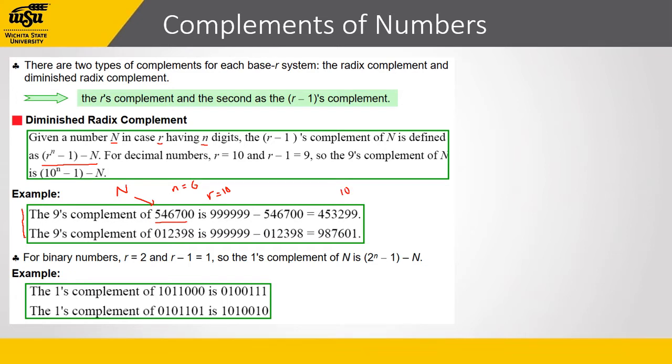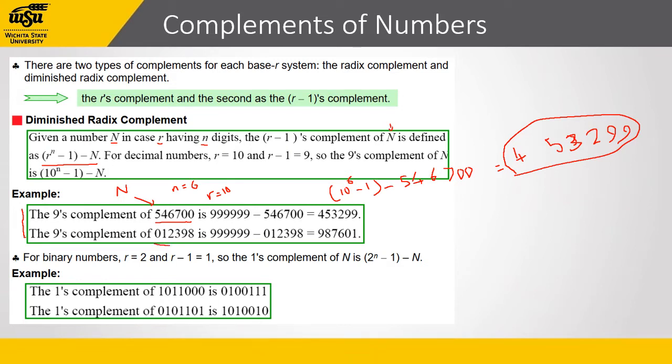Looking at the equation, 10 power 6 minus 1 minus the number, which is 546,700, we find 453,299. This is the diminished complement, or R minus 1's complement, of N. So we can find the R minus 1's complement of this number using the same equation.